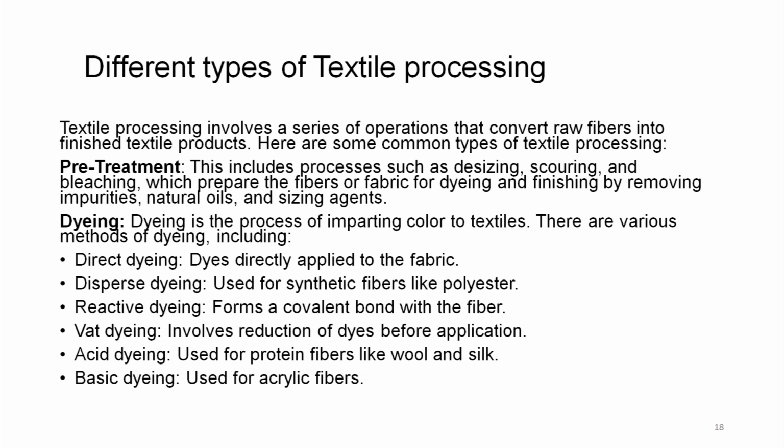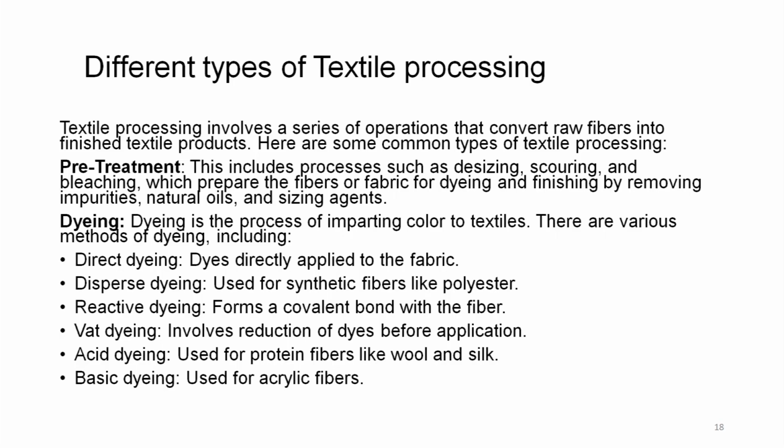Different types of textile processing. Textile processing involves a series of operations that convert raw fibers into finished textile products. Here are some of the common types of textile processing. Pre-treatment. This includes processes such as desizing, scouring and bleaching, which prepare the fibers or fabric for dyeing and finishing by removing impurities and natural oils. Dyeing is a process of imparting color to textile.